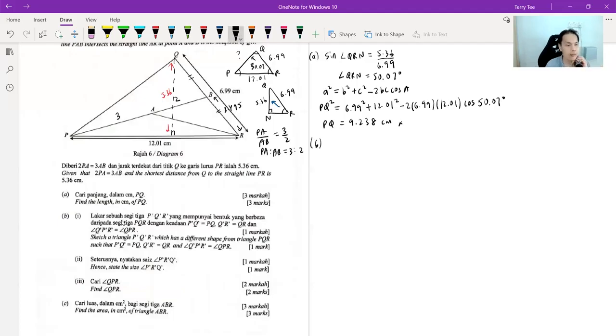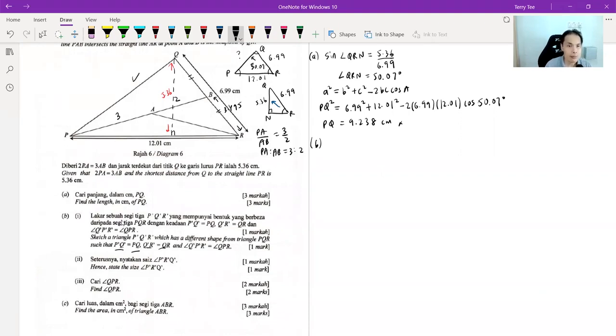Okay, I've done part A. I got the length of PQ. Next, I want to sketch the triangle. Now here they say you're supposed to sketch triangle P prime Q prime R prime, which has a different shape from this triangle, such that P prime Q prime is the same as PQ. That means you're maintaining this length.